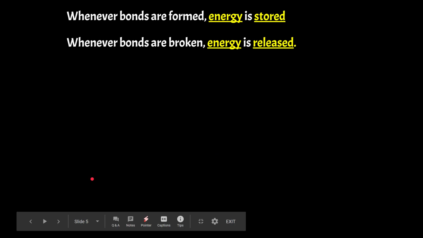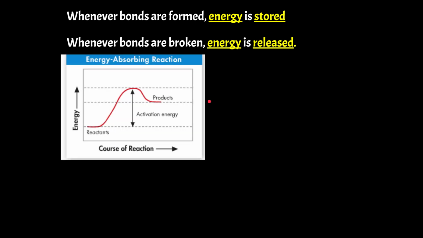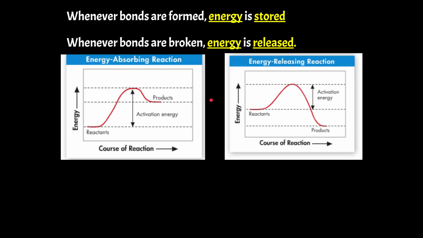Whenever a chemical bond in a compound is formed, energy is being stored in that bond. If a chemical bond is being broken, energy is released. So you have two graphics on your outline there. If you look at the course of the reaction, flowing from left to right, we have reactants and we have products in each one of these. And we have the y-axis labeled with the energy input.